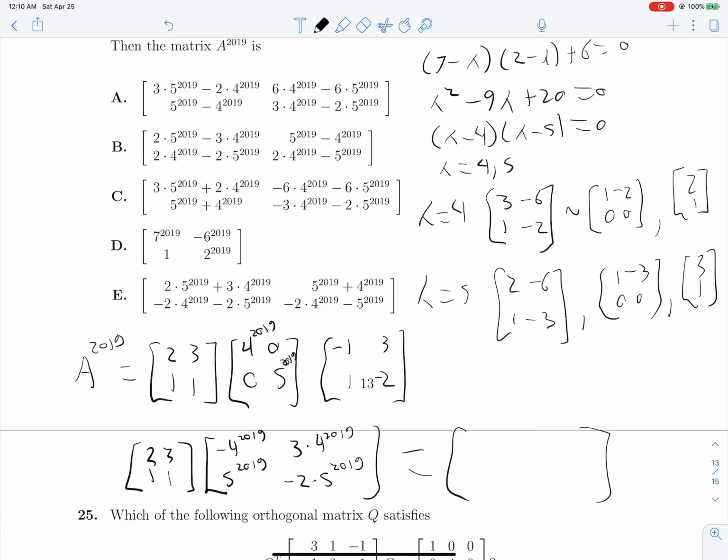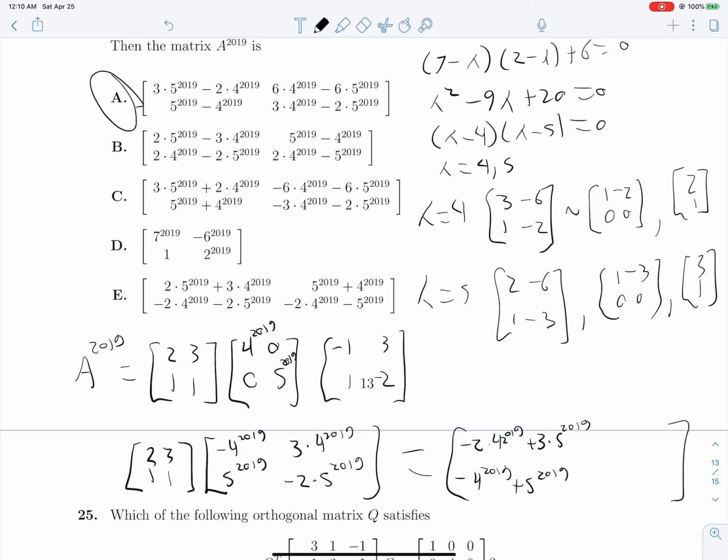Okay, we're good. Negative 2 times 4 to the 2019. Ooh, that's ugly. And this is going to need to be even bigger. Then on the bottom, plus 3 times 5 to the 2019. Minus 4 to the 2019 plus 5 to the 2019. And at this point we already know our answer is A.